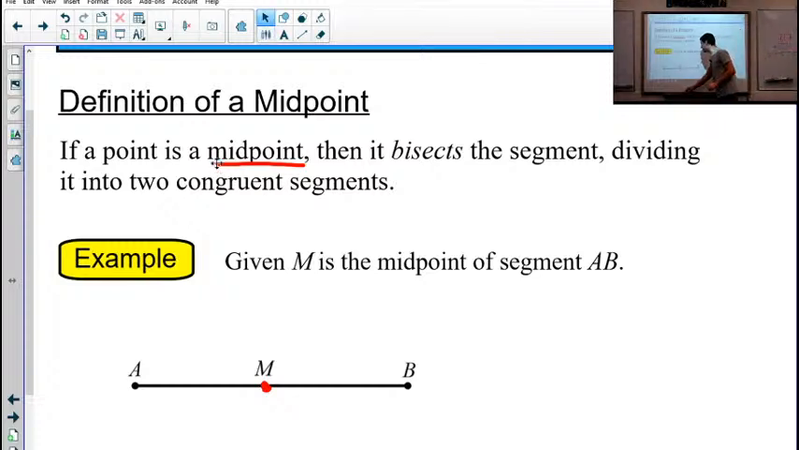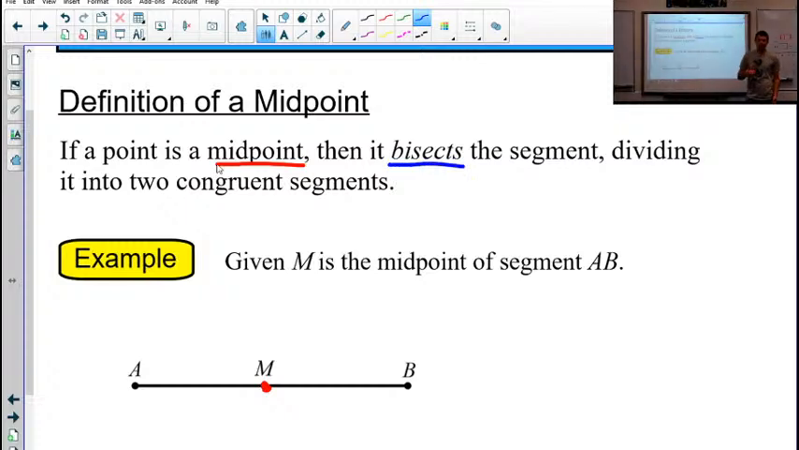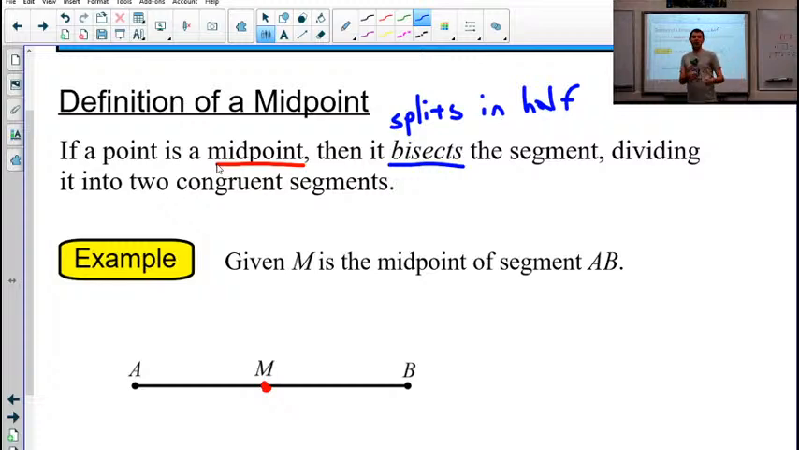So I want to talk about each of those terms and make sure that we know what they mean. All right, bisects. We're going to talk about this more in the next chapter, but bisects just means splitting in half. And the reason we'll talk about that is because when we talk about angles, angles can also be bisected. We can split an angle in half as well as a segment in half. In fact, we'll call splitting an angle in half an angle bisector. So it'll be important to know that word as well.